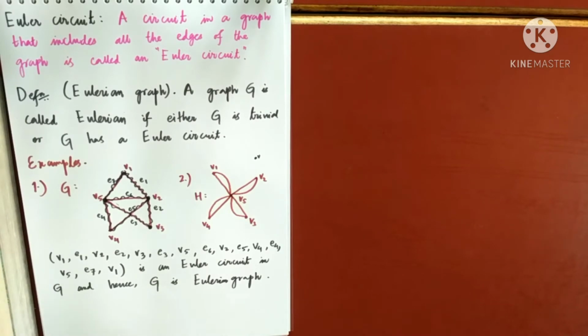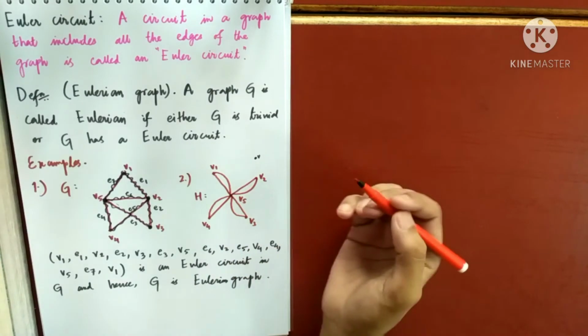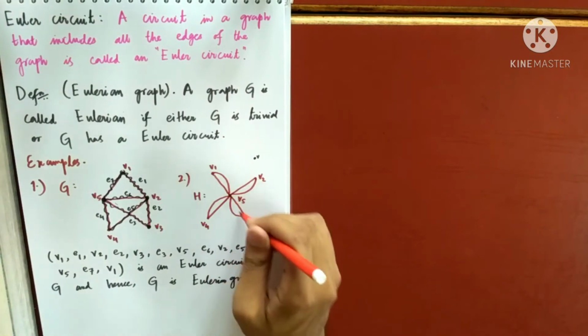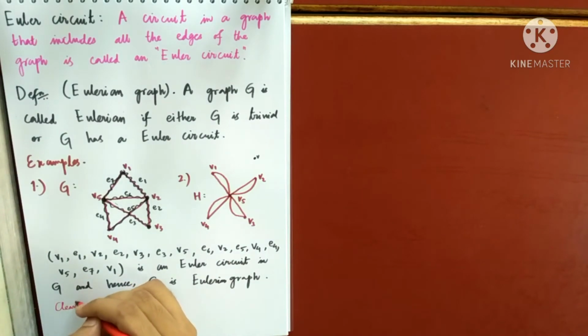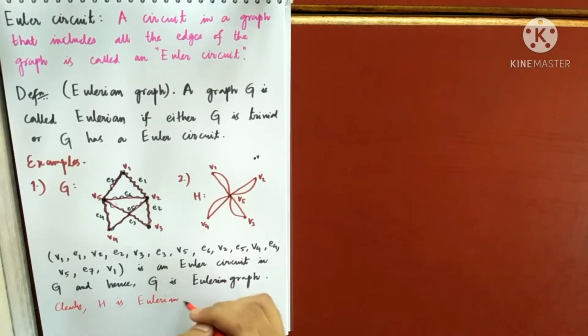So is this graph Eulerian? If you check, it is again Eulerian, right? Yes, you see? That means the question is, you have to draw this figure without picking up your pen, and you cannot retrace any line. That means you will go like this, like this, like this. So clearly, H is Eulerian.